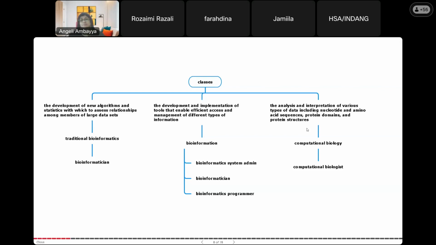Then the last class is, or the last subdomain is computational biology, which involve the analysis and interpretation of various types of data, and the people who work within this subdomain, I categorize them as computational biologists.